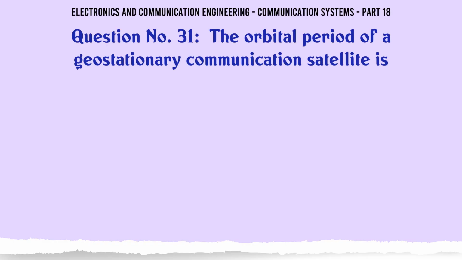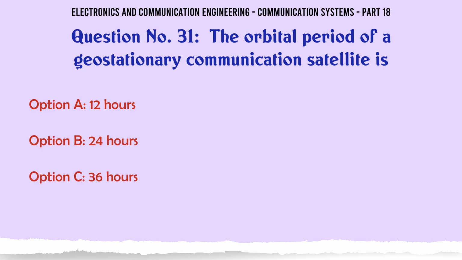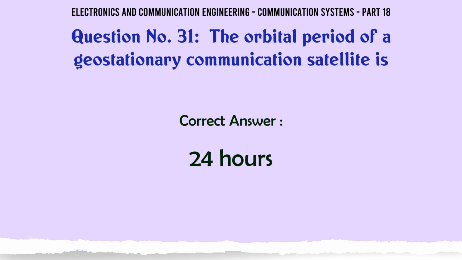The orbital period of a geostationary communication satellite is A. 12 hours, B. 24 hours, C. 36 hours, D. 48 hours. The correct answer is 24 hours.